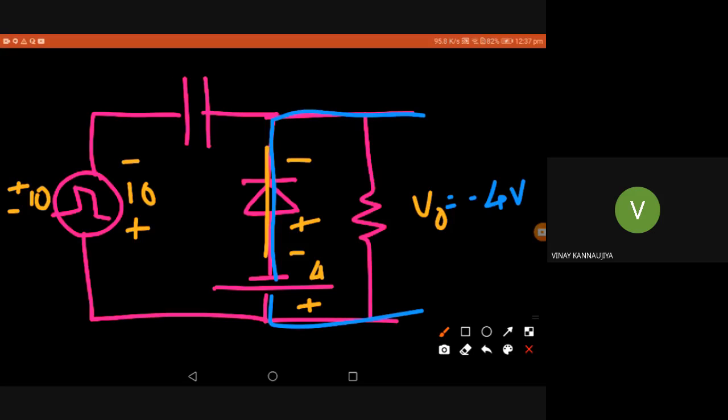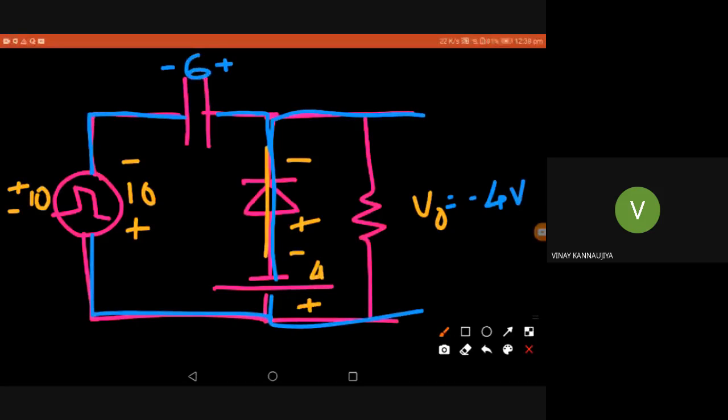Now at the same time, what is going to be the charge stored in the capacitor? My input is charging one capacitor terminal to minus 10 volt, and my DC voltage is going to charge the other capacitor terminal by 4 volt. So net effect, what is the voltage difference across the capacitor? It is 6 volt difference. So the voltage across the capacitor will be minus plus 6 volt.